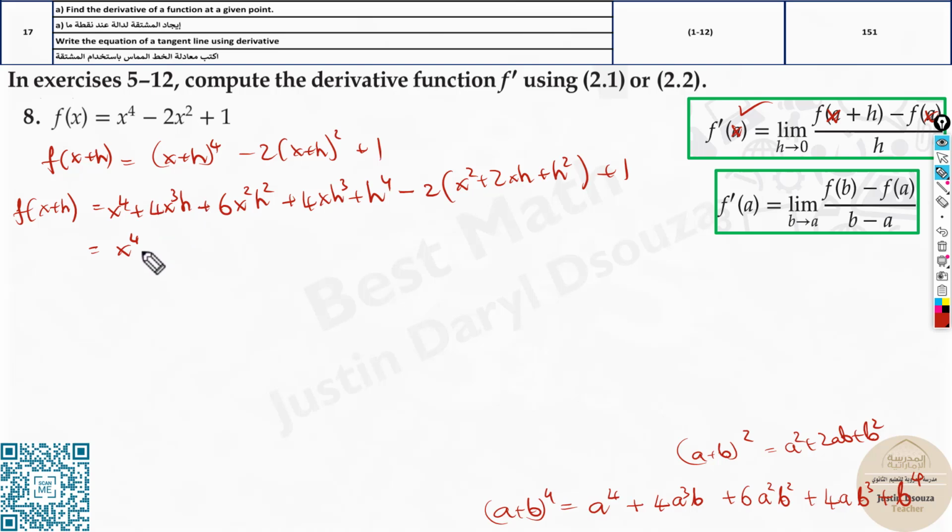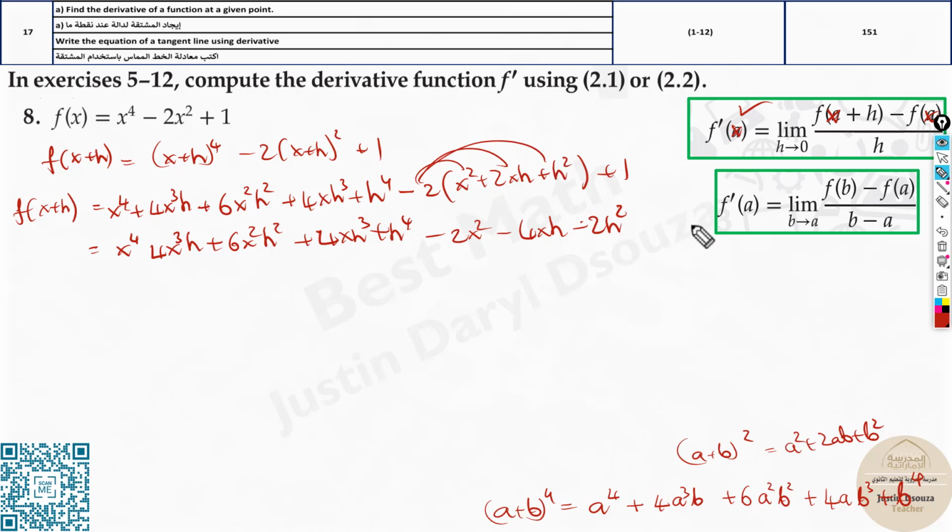And now we will try to simplify x power 4. What happens over here? We have 4x cubed h plus 6x squared h squared plus 4x h cubed plus h to the power 4 minus 2x squared minus 4xh minus 2h squared. What did I do? I just multiplied this minus inside plus 1. Now can we cancel anything? Oh, sadly no, nothing. So we just leave it like that.